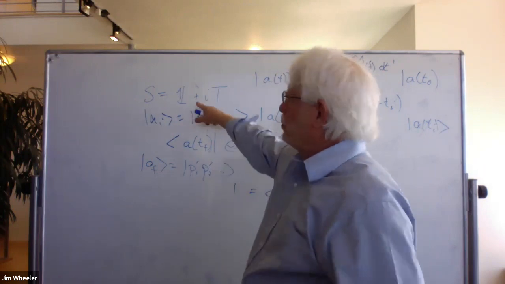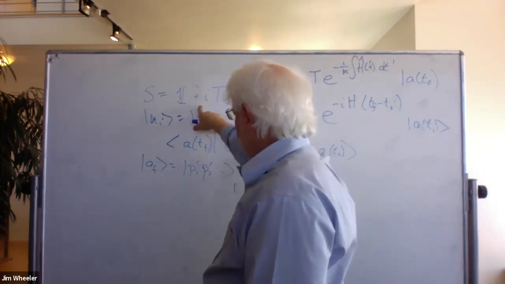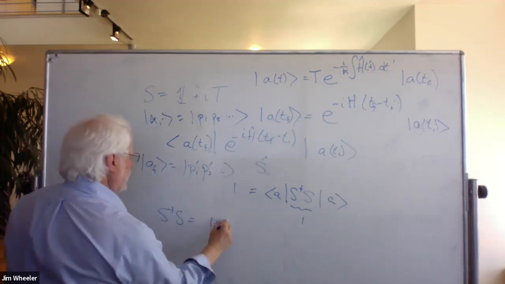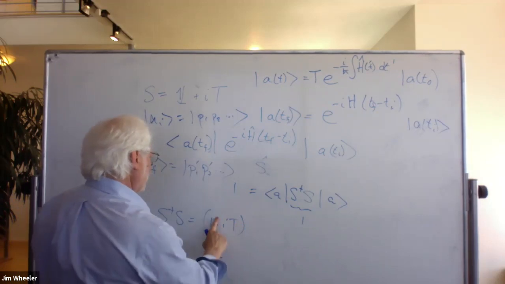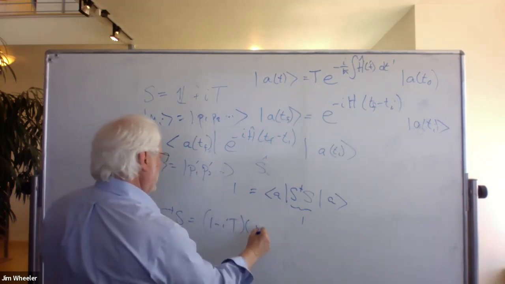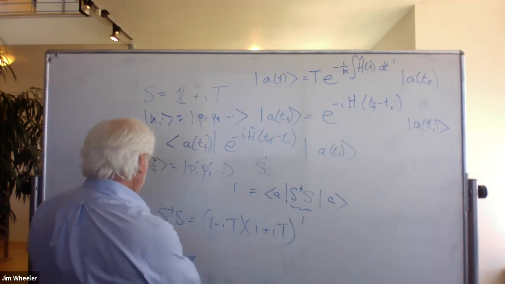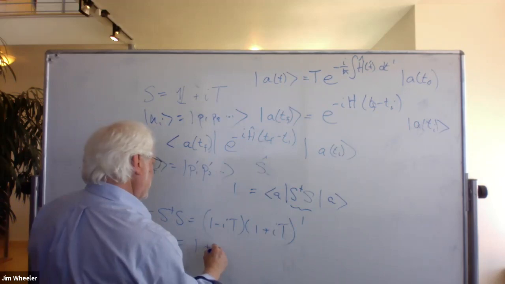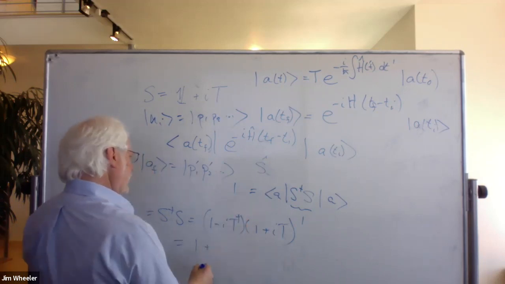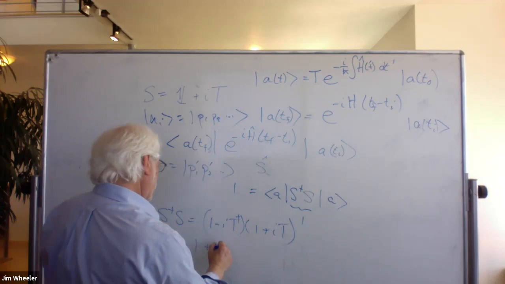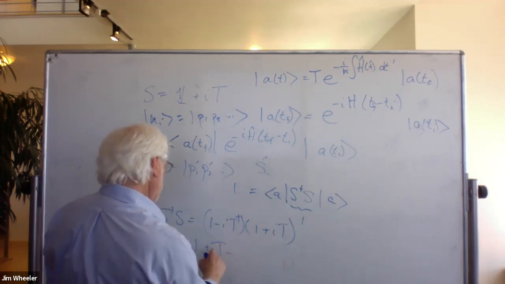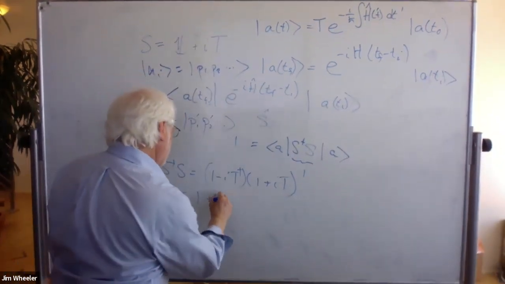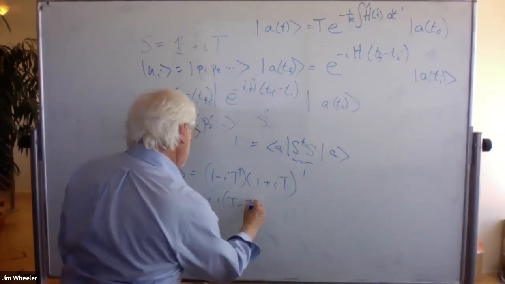Now, this is not perturbative. Okay, so that means that S dagger S is going to be (1 plus iT)(1 minus iT dagger). That's got to be 1. So this is going to be 1 plus iT minus iT dagger, so we're going to get T minus T dagger.